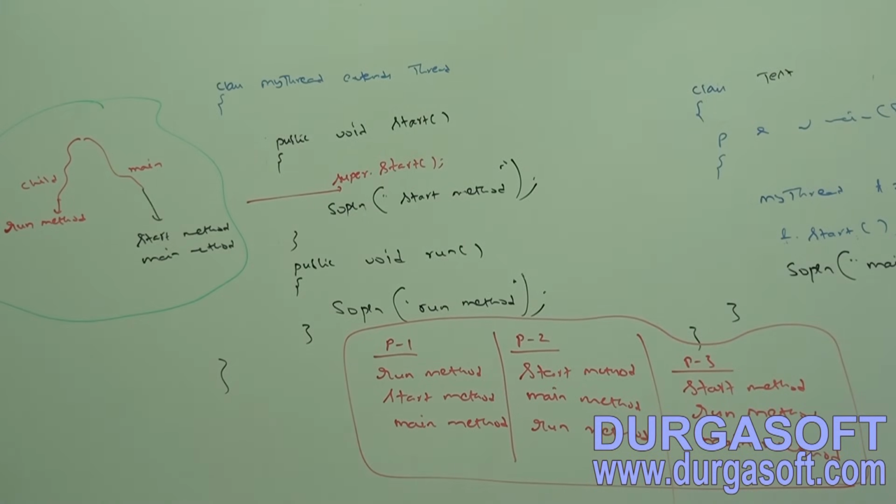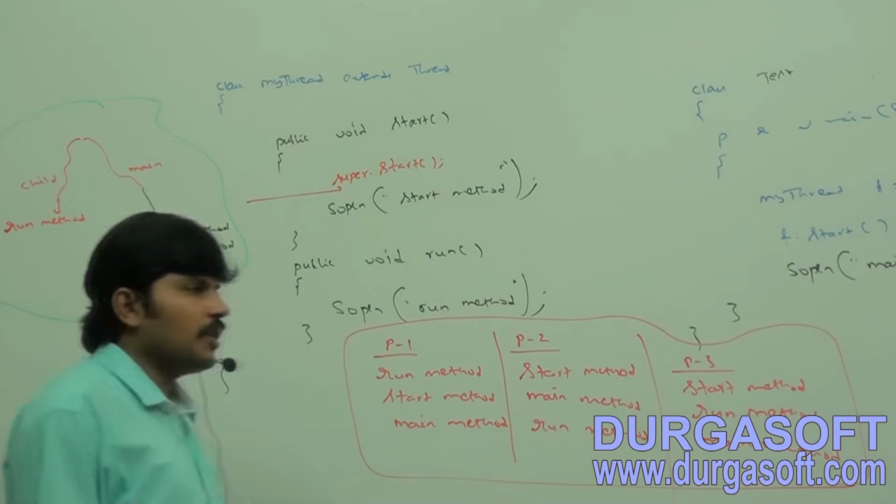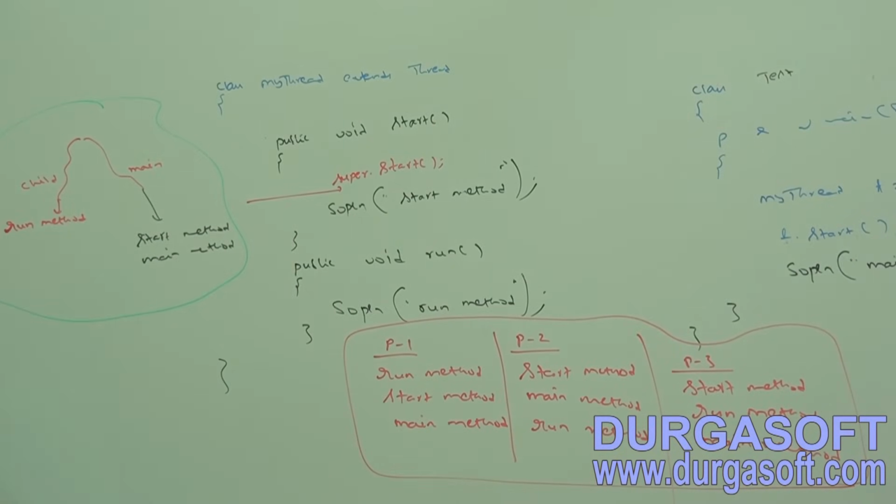Run method, start method, main method. Start method, main method, run method. All three possible outputs you have to consider. So, main method, run method, start method. Is that output possible or not possible?